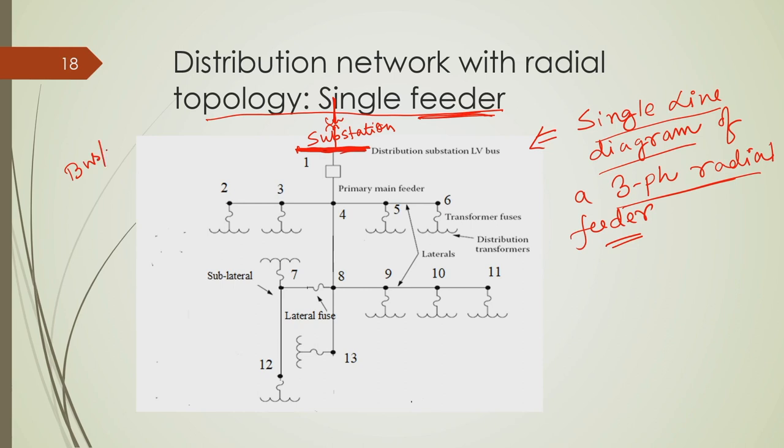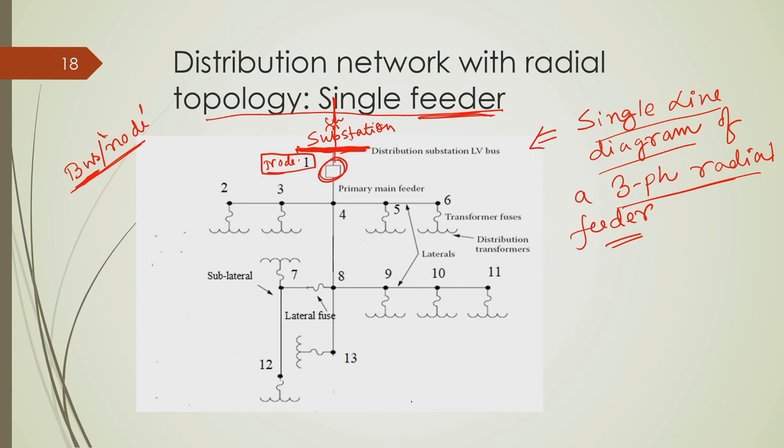In a distribution system, generally, bus is not the terminology we use; we use node to represent different nodal points of a network. Since the substation is the beginning, you can consider it as node 1 or bus 1. Both have the same meaning. This is the circuit breaker which is making this feeder energized.